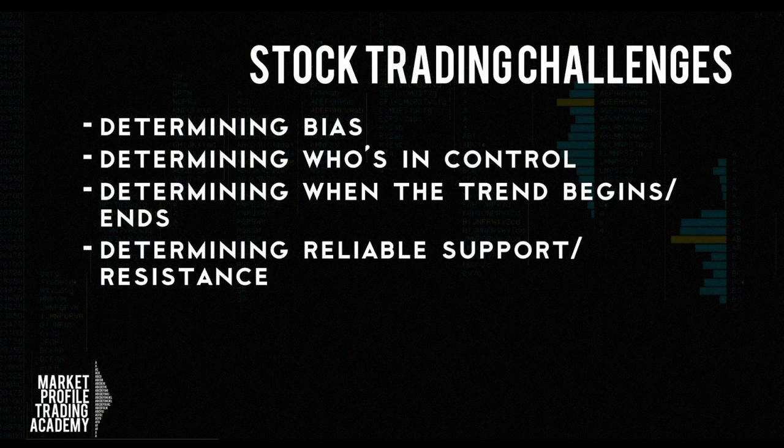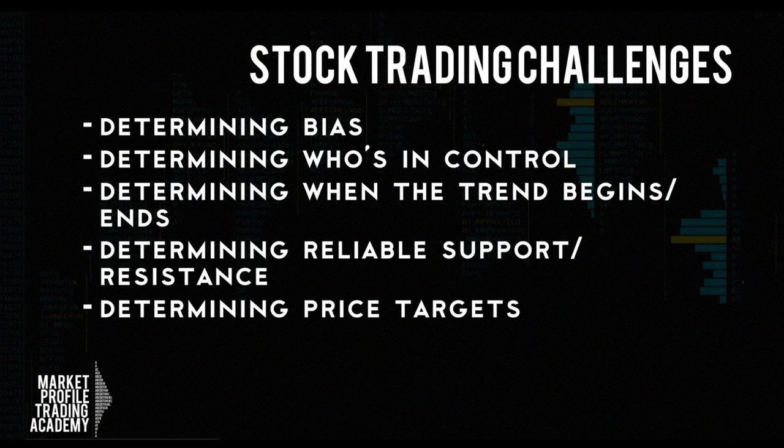Another one is determining reliable support and resistance. We're always looking for levels that we can lean against as we're making trading decisions, and that's difficult. And I used all kinds of stuff, from fibs to lots of fib spirals, Elliott waves, pivot points, floor trader pivots, all that kind of stuff, trying to figure out what I can lean against. And another challenge was trying to determine price targets. Like, I get in a trade, what am I targeting for? Do I just make it up?